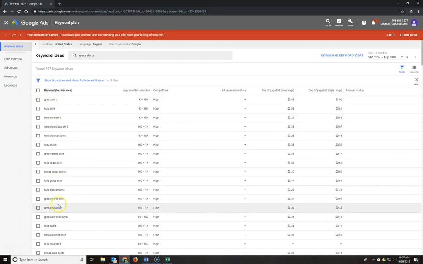You could pick some out here, add them to your plan, go over to keywords. You could look at the actual impressions. You could look at the competition. There's all kinds of things you can do. So that is how you're going to use this keyword planner tool to be able to accomplish what you need to do.